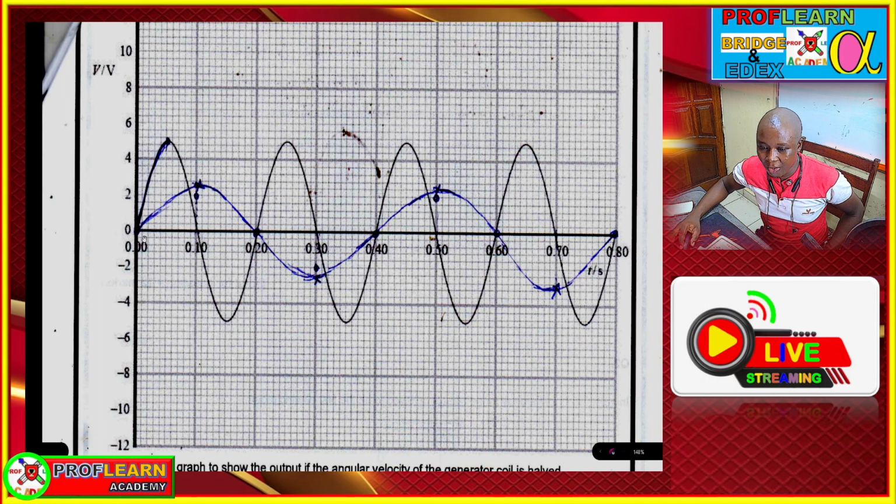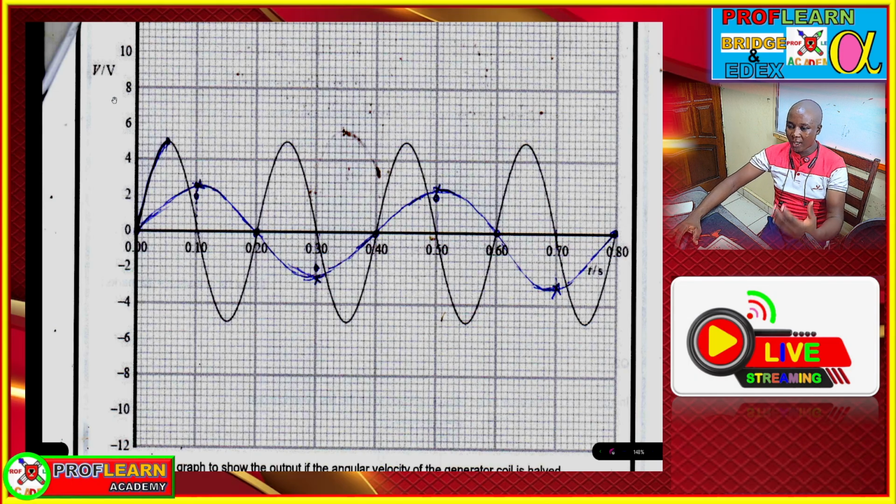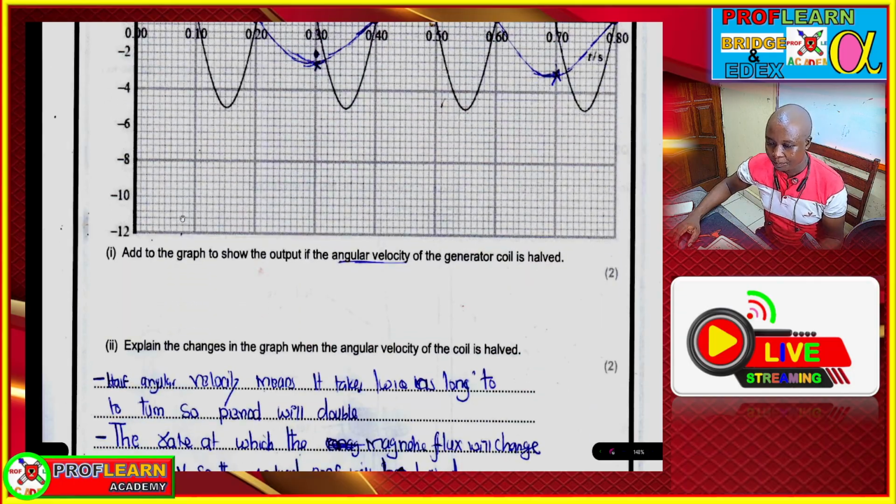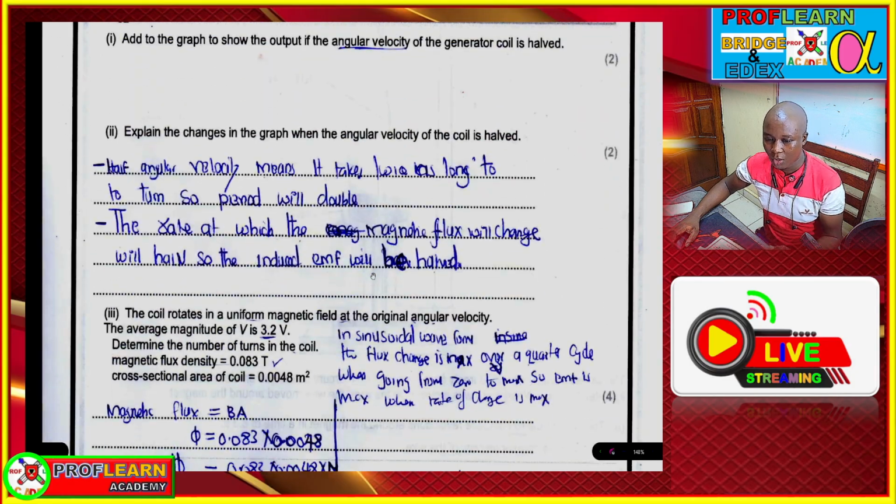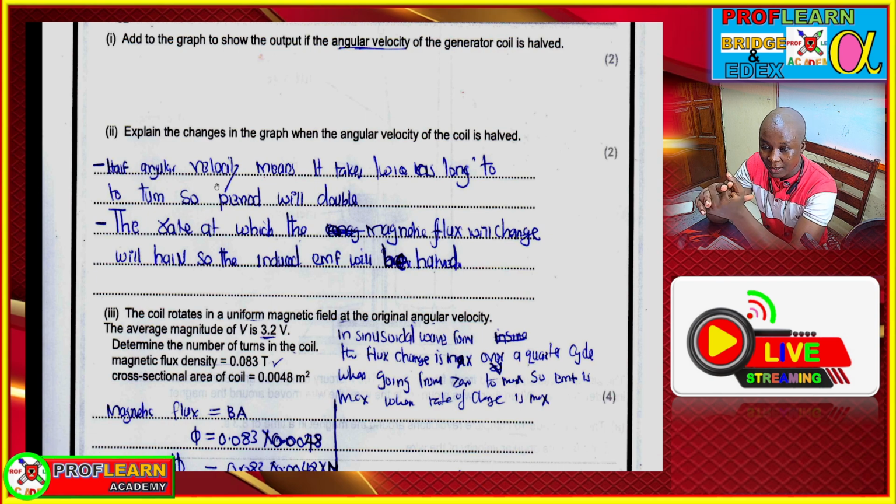And you can see now I did draw a waveform which is twice the period, but half the induced voltage, because once you reduce angular velocity, it means you are going to reduce the rate at which the magnetic flux linkage is going to change. Then in this question, you are supposed to explain the changes in the graph when the angular velocity of the coil is halved.